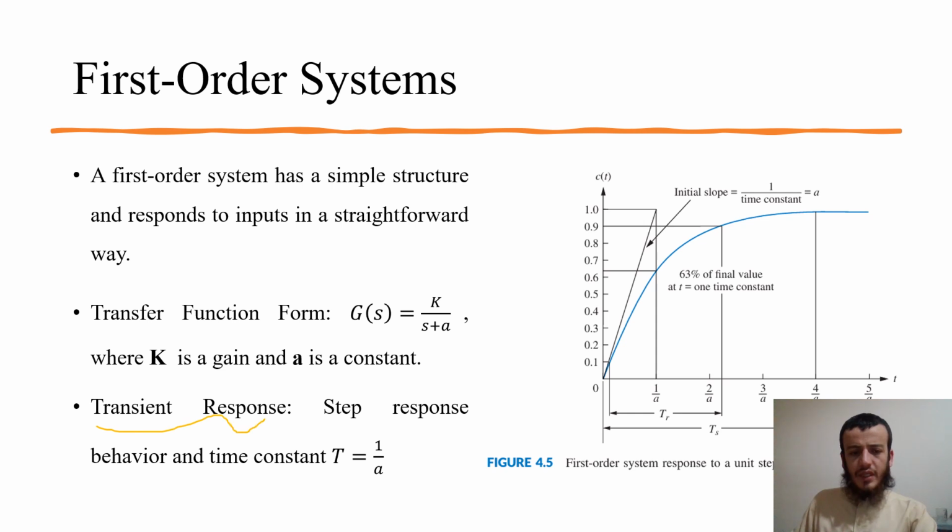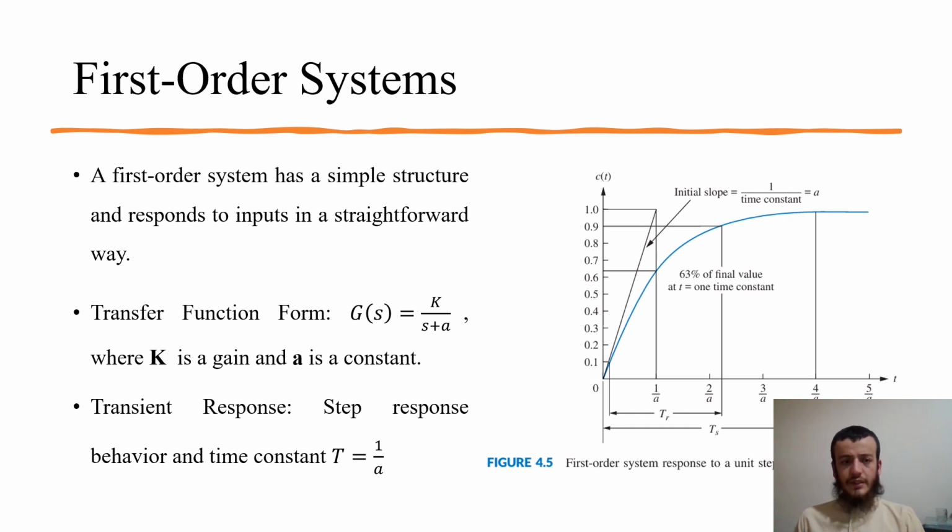What is the transient response? We have two parameters in the transient response: step response and also time constant. The step response is how a system, when an input comes, gradually approaches the steady state. The time constant is how long it takes, how fast it reaches steady state. We will have a description of the time constant on the next slide, with a short graphical description.